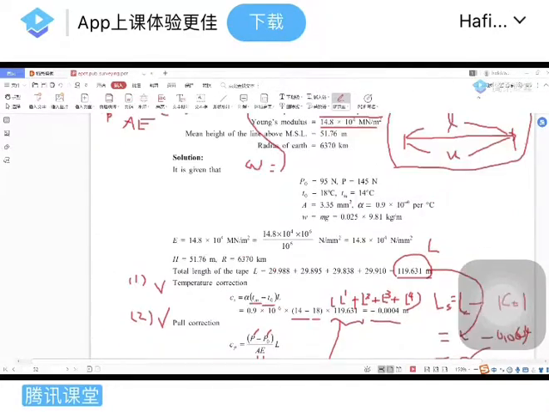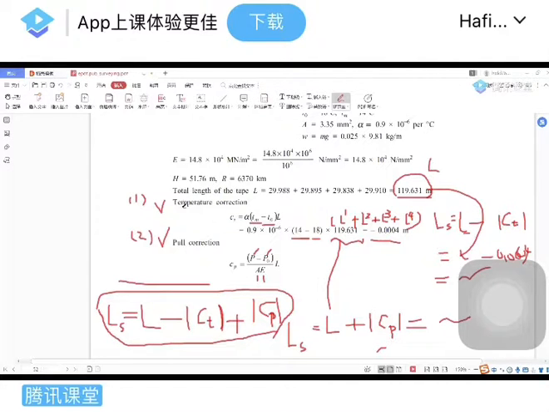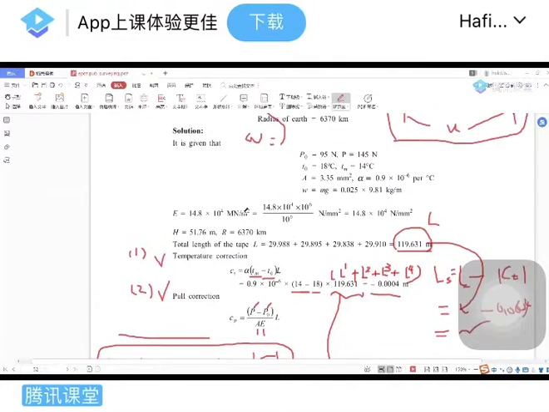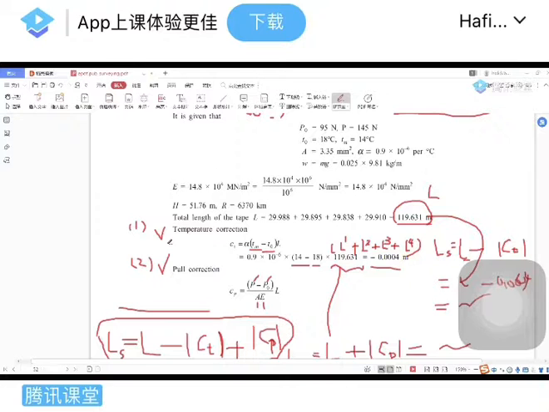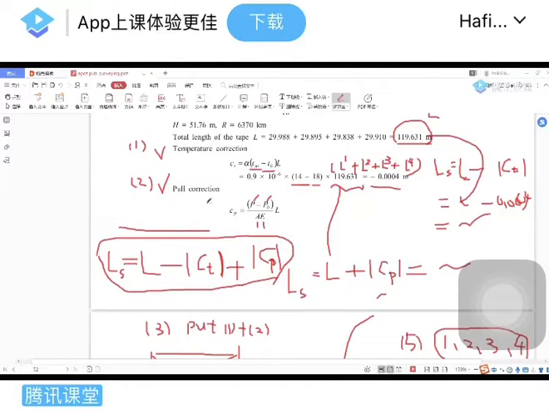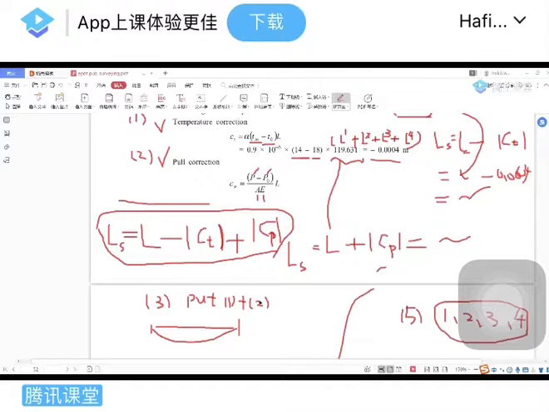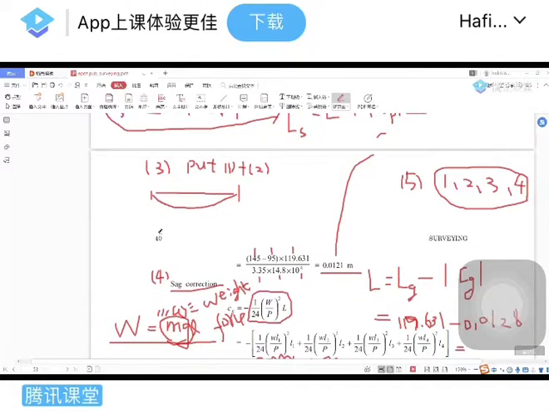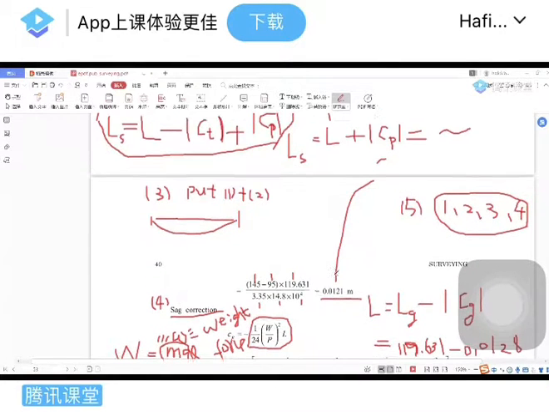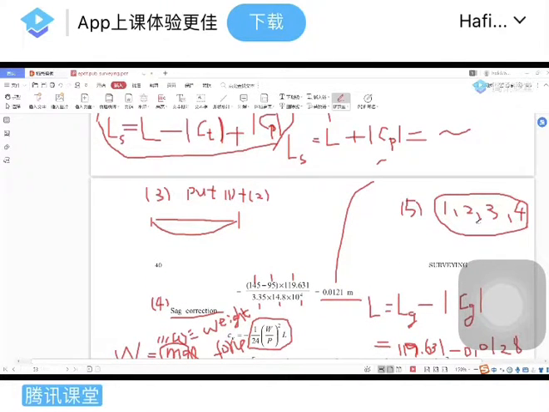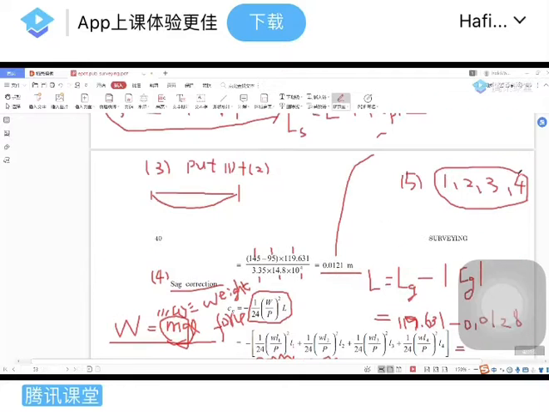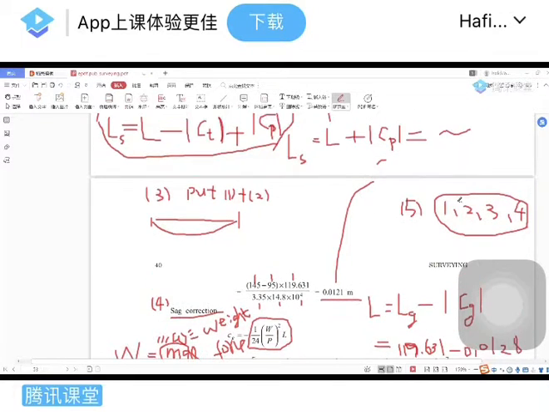Okay, and now based on this information, first of all, do the temperature correction individually. Only consider temperature correction. What happened? What's the LOS? Only consider pull correction. What happened to the LOS? If I consider 1 and 2 together, what happened to the LOS? And if I consider the sag individually, what happened to the sag? Final one. If I put 1, 2, 3, 4 all together, what's the LOS?